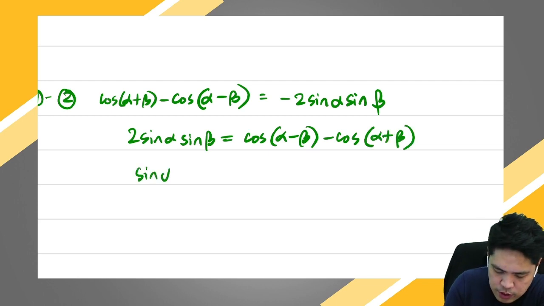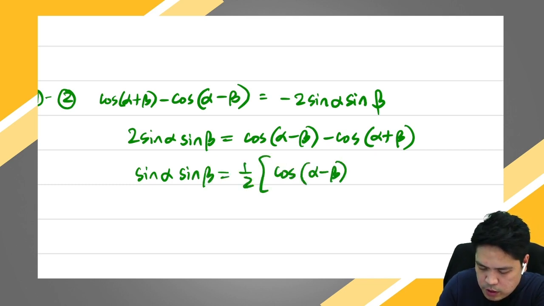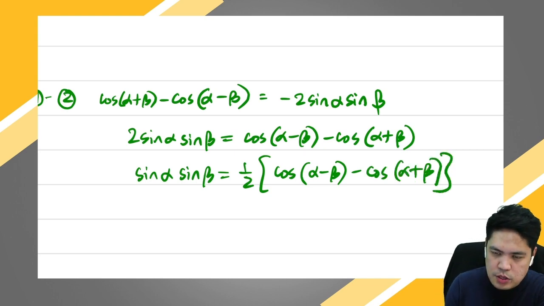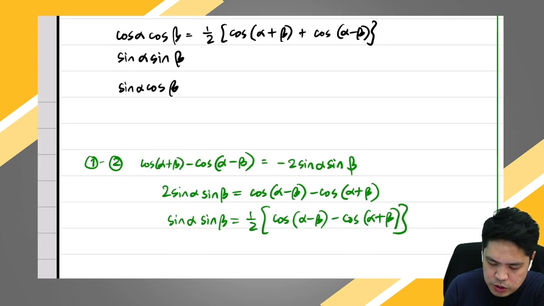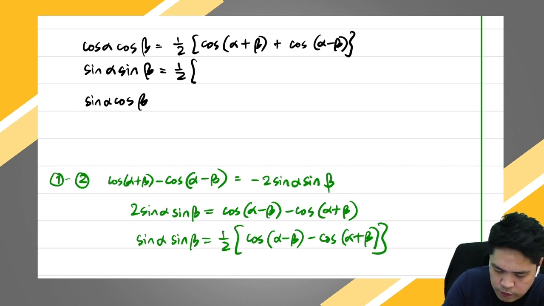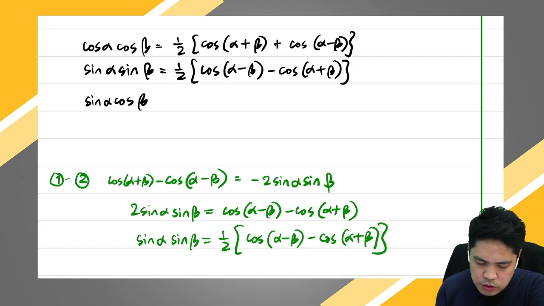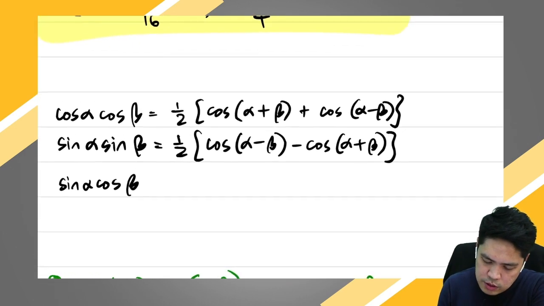So therefore, sine alpha sine beta is equal to 1/2 of cosine alpha minus beta minus cosine alpha plus beta. So this is our second transformation that we need to memorize. So let me write this here. That would be 1/2 of cosine alpha minus beta minus cosine alpha plus beta, which is very similar to our first equation, only the sign is different.